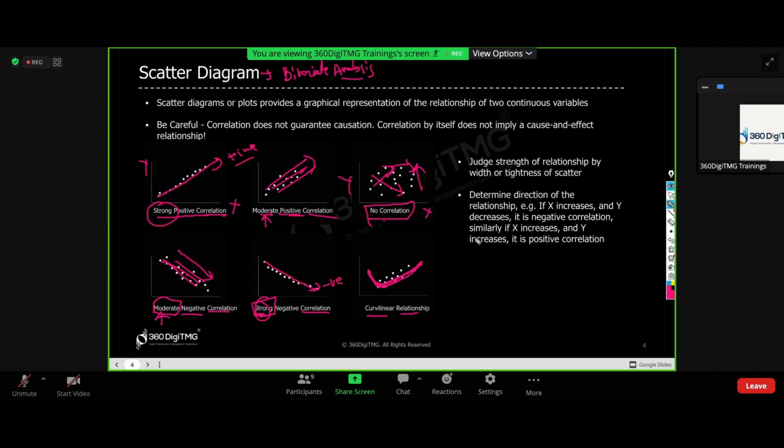So we need to identify these types of relations, and this negative and positive are nothing but these are defining the direction of plot or relation. It will represent direction of the relation.